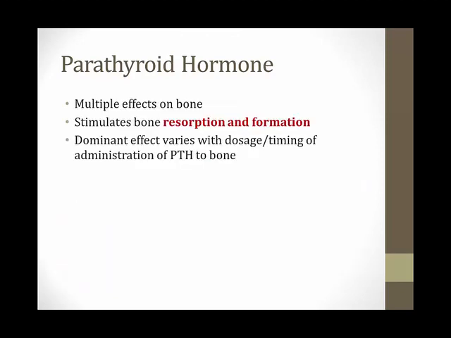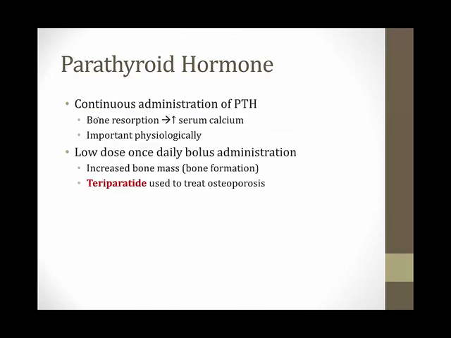Now I'm going to talk about the effects of parathyroid hormone on bones, and this can be a point of confusion for students because parathyroid hormone has multiple different effects on bone. It can stimulate both bone resorption and formation, and the dominant effect varies with the dosage and timing of administration of parathyroid hormone to cells in the bones. If you administer parathyroid hormone to bone cells and bone tissue continuously, you will see bone resorption and a rise in the serum calcium level. And this is the way that parathyroid hormone works physiologically, to raise the serum calcium level and keep it normal, or to raise it in the setting of hyperparathyroidism.